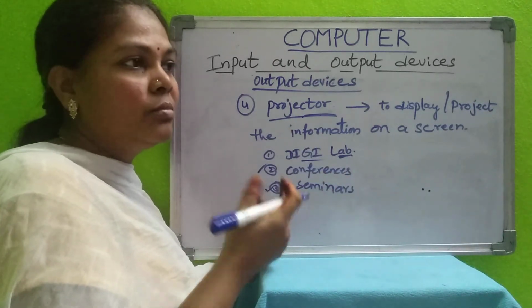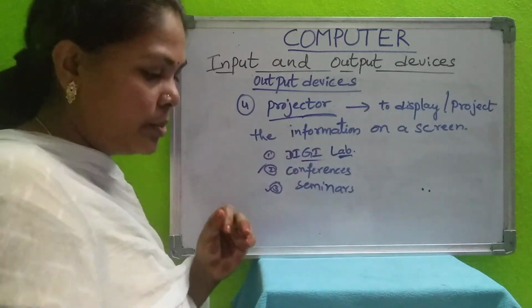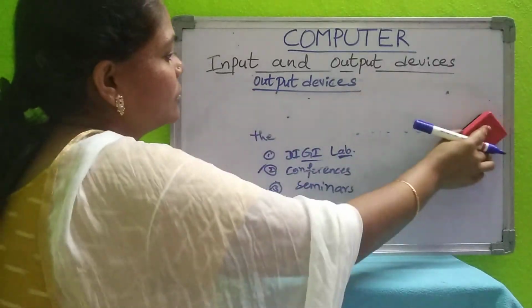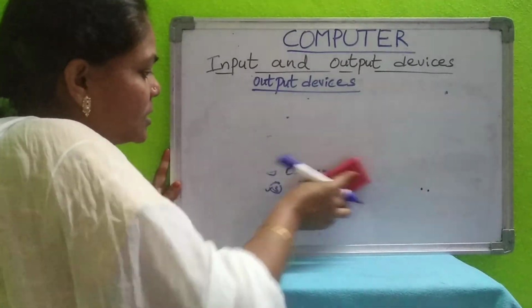Isn't it? So all these are the output devices. What are the output devices we have learned till now? First one is the monitor.